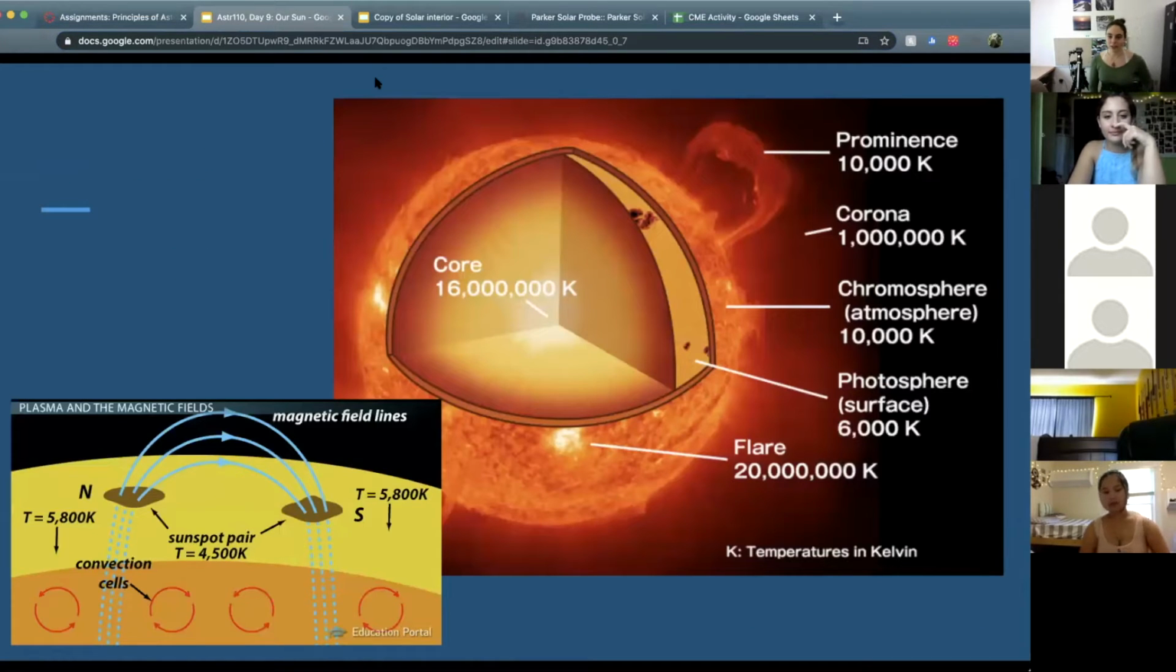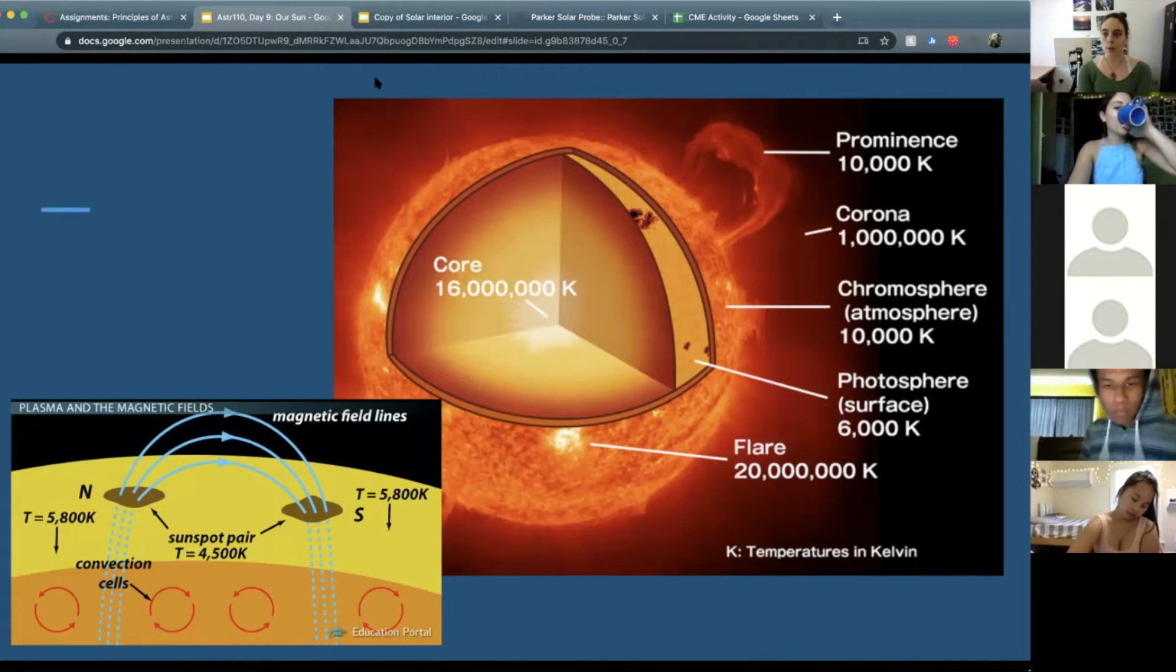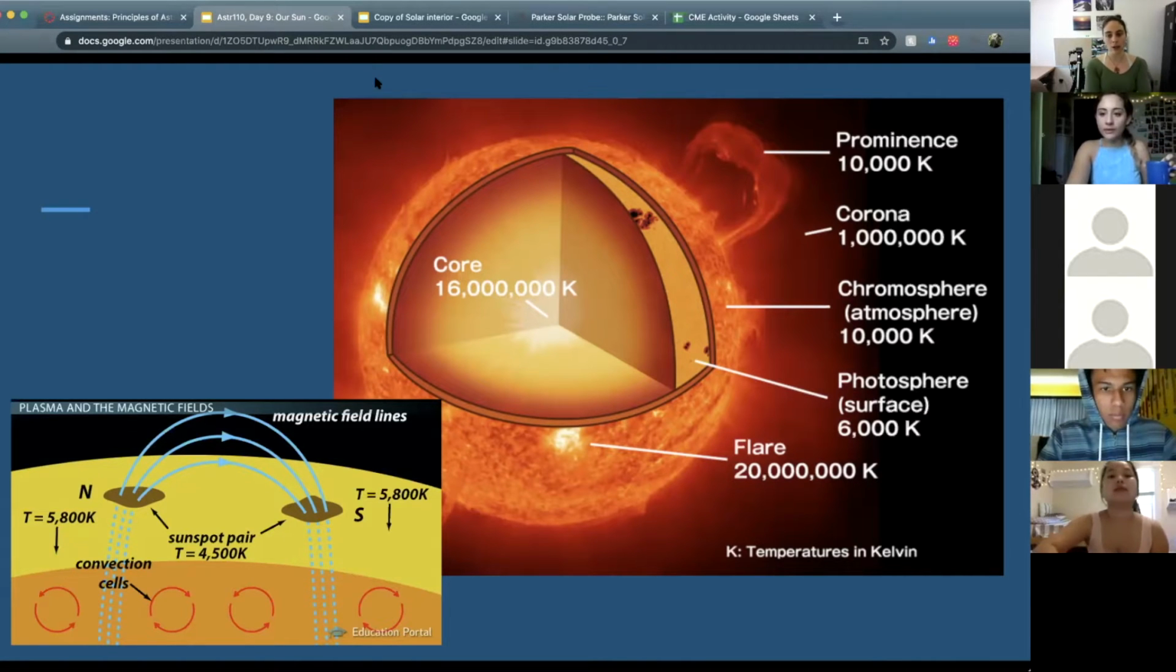Okay, so it feels like quite a while ago because of the four days, but last Tuesday we were talking about the sun. Just as a bit of review, we were focused on the outer layers, the atmosphere of the sun, but we did briefly discuss the interior. So we have our layers of the sun's surface, the photosphere, which is what we see.